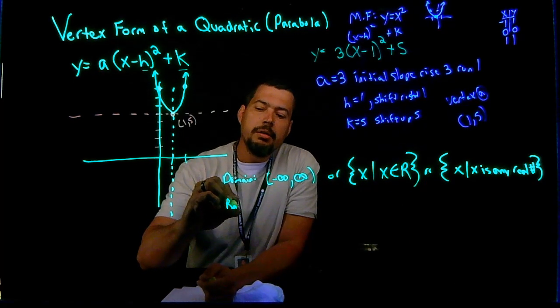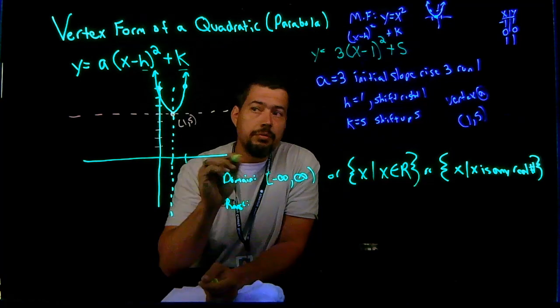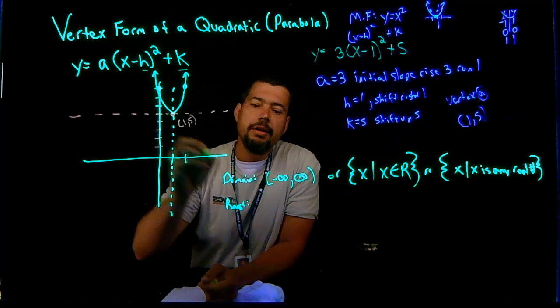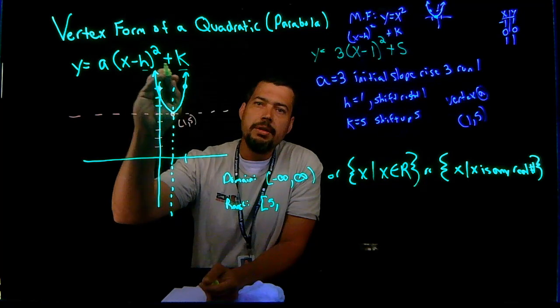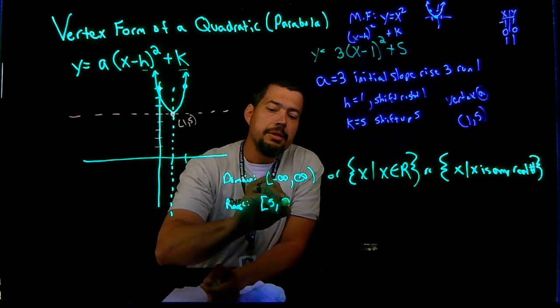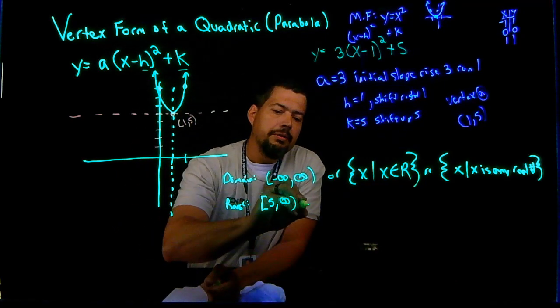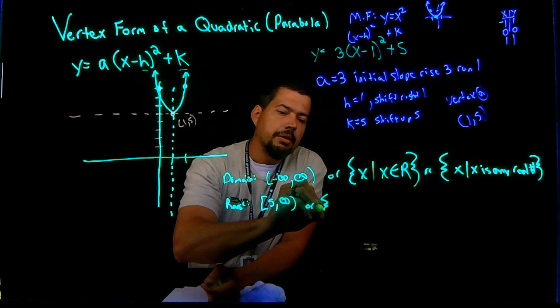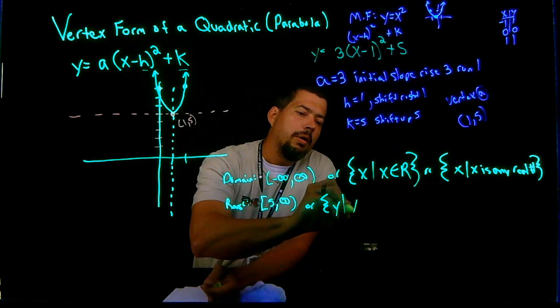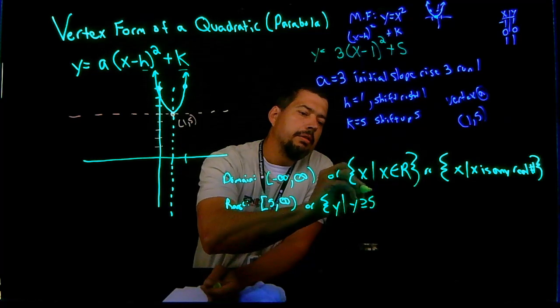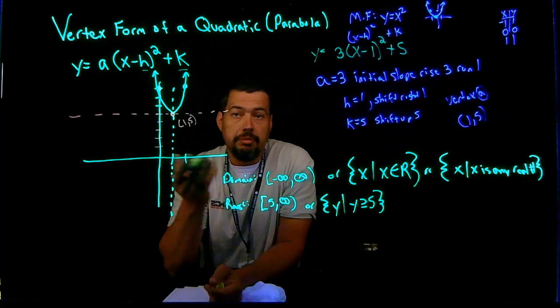Range, which is your values of y. The lowest y value is 5, and this thing rises to infinity as it moves left or right, and the highest y value is infinity. Every once in a while you run across kids who like what we call set builder notation. So it would be all values of y such that y is greater than or equal to 5. And that's how it would be written.